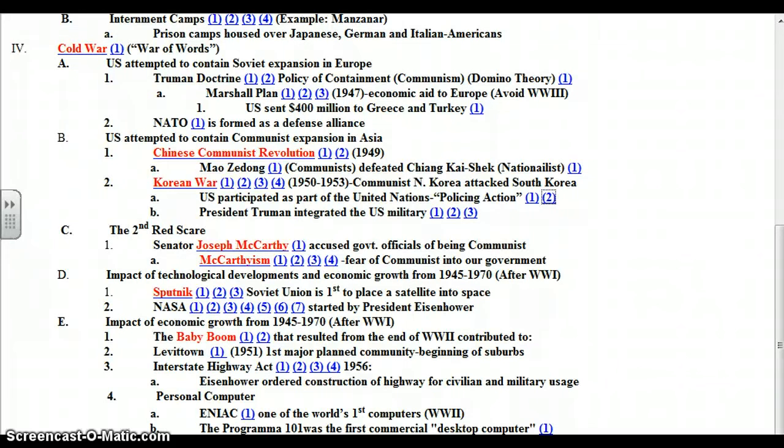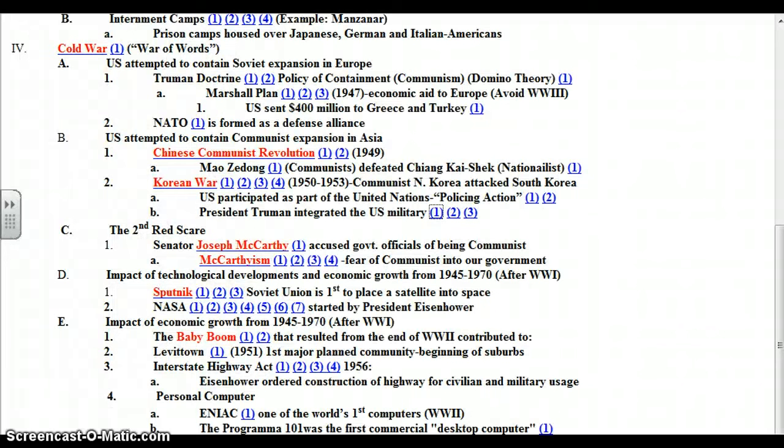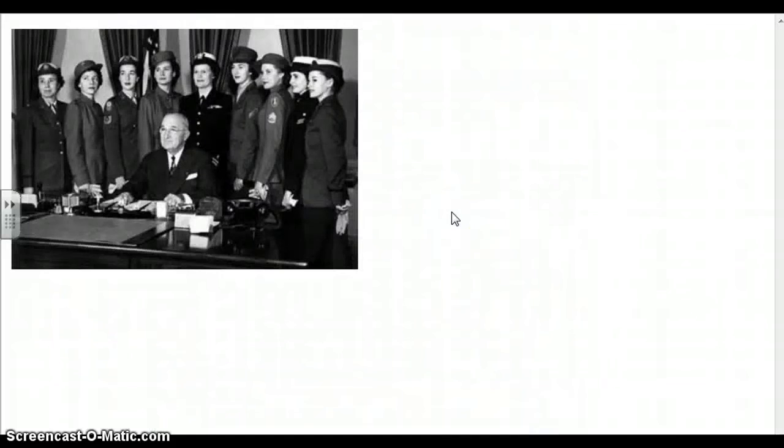The last part that I need to talk about in Unit 10, Section 4 on containing communism in Asia is that during the Korean War a very important action occurred for the United States. President Truman integrated the armed forces. During World War II, African American soldiers fought in segregated units led by white NCOs and white officers. However, during the Korean War from 1950 to 1953, President Truman integrated the armed forces.